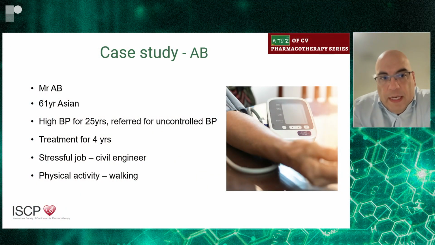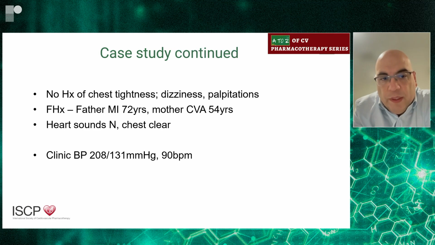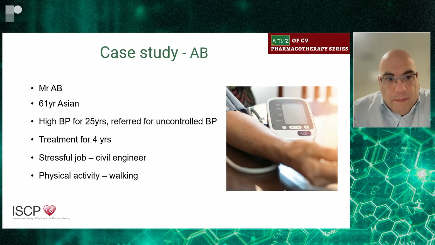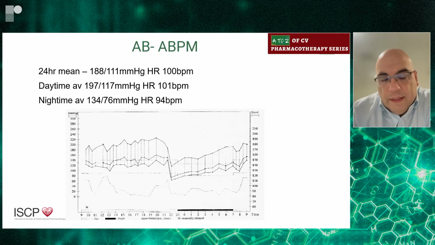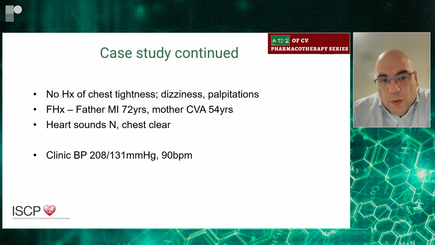Okay, so we've got Mr. AB. He's a 61-year-old Asian gentleman, and he's had high blood pressure for approximately 25 years, and he was referred back to you for uncontrolled blood pressure. He's had treatment for 4 years, and you can see his stressful job as a civil engineer. In terms of physical activity, he walks lots of places, a couple of miles a day. On further investigation, he's got no history of chest tightness, dizziness or palpitations. His father had a myocardial infarction at 72 years of age, and his mother had a stroke at 54 years of age. His heart sounds were normal and his chest is clear.